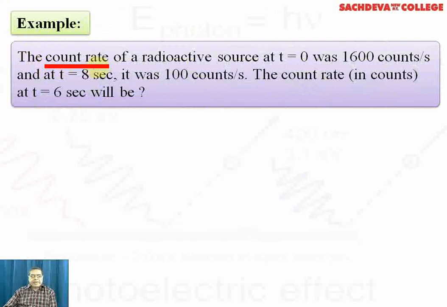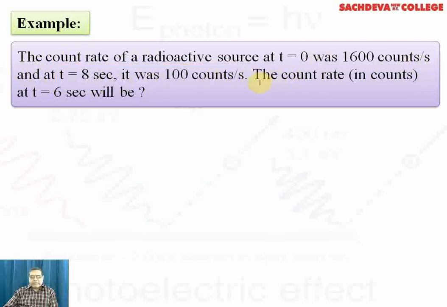Now for another example, the count rate. Every time when we use the count rate, we are referring to the Geiger-Müller counter, GM counter. And the Wilson cloud chamber only detects the charged particle, whereas count rate is recorded with the help of a GM counter. The count rate of the radioactive source at t is equal to 0 was 1600 counts per second. At t is equal to 8 seconds, it was 100 counts per second.